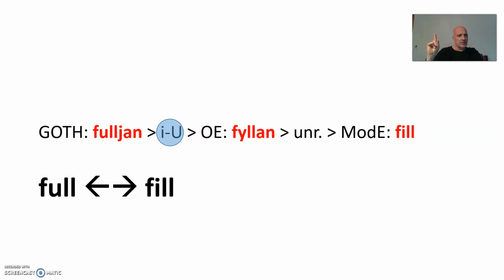And this is exactly what we have, i-umlaut: the U turns into Ü. Then there is the unrounding, and therefore we have in modern English fill. If you say full, you have to round your lips. In fill, you don't. This is the explanation here. Full, fill.